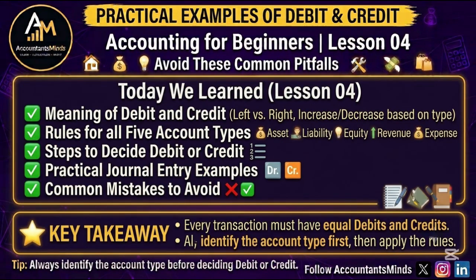Let's quickly summarize everything we learned today. Today, we learned the meaning of debit and credit and understood that every transaction has at least one debit and one credit. We learned the debit and credit rules for the 5 main account types and practiced applying those rules using real examples. We also discussed common mistakes and how to avoid them. I hope this lesson helped you understand the basics of debit and credit.